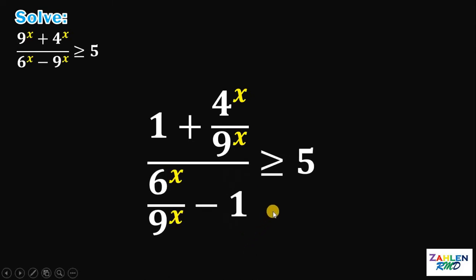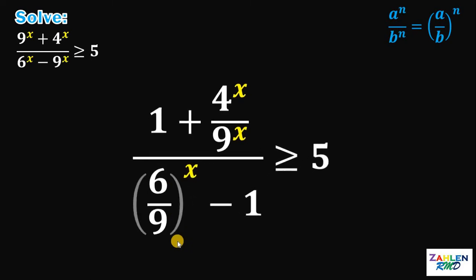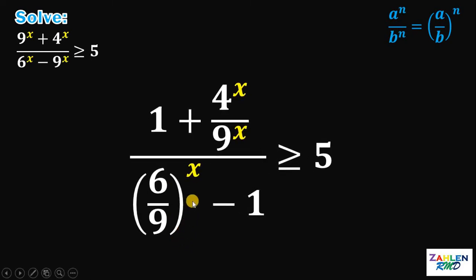Now at this point, let's use some laws of exponent. Now if we have a raised to n over b raised to n, it is equivalent to a over b raised to the power of n. Therefore, on the numerator 6 raised to x over 9 raised to x, this can be written as 6 over 9 raised to x. And 6 over 9 is just 2 over 3.